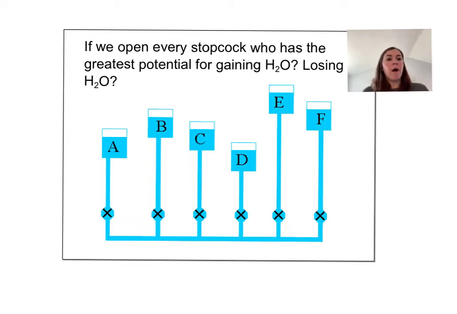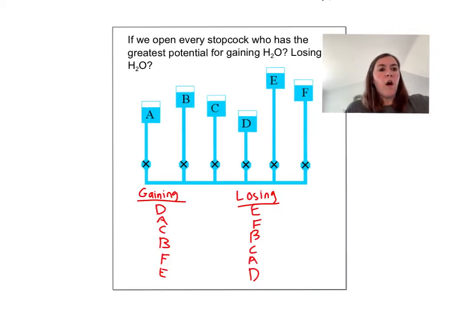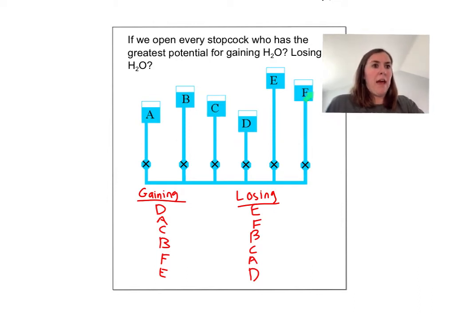If I open up all of those stopcocks to let the water flow naturally, what cup do you think has the greatest potential for gaining water? Pause the video and I want you to take a guess, circle it on your page. Hopefully you agree with me here that the greatest potential for gaining water is cup D, followed by A, then C, then B, then F, then E.